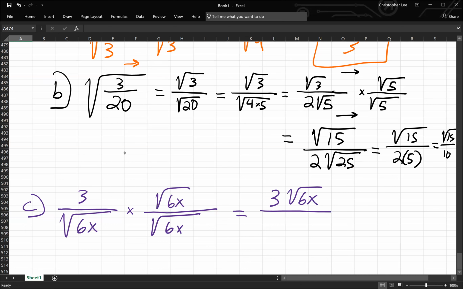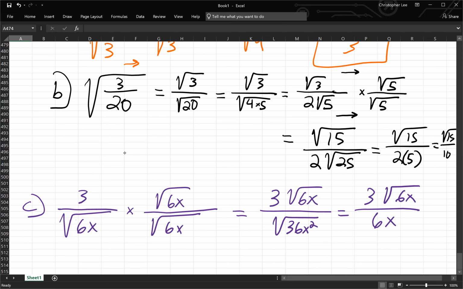You could literally just combine them and tell me 6x, if you wanted. That's legal. 36. If you wanna do that, all right, 36x squared. And then when we reduce it, I have 3 square root 6x over, what's this? 6x, right? The square root of 36 is 6, square root of x squared is just x, right?